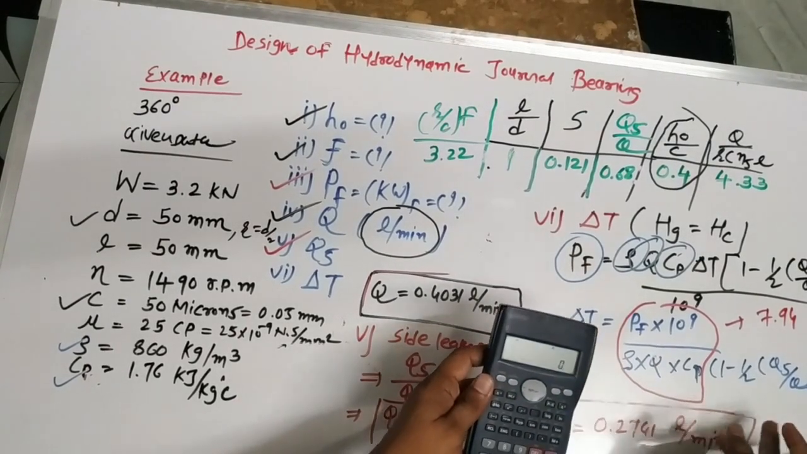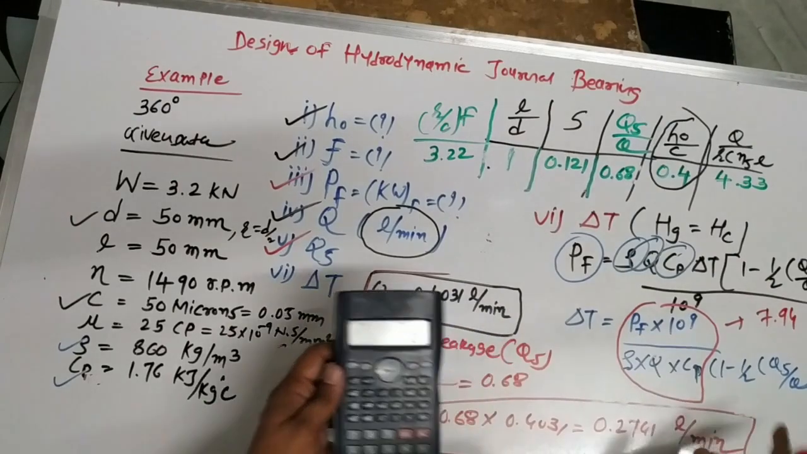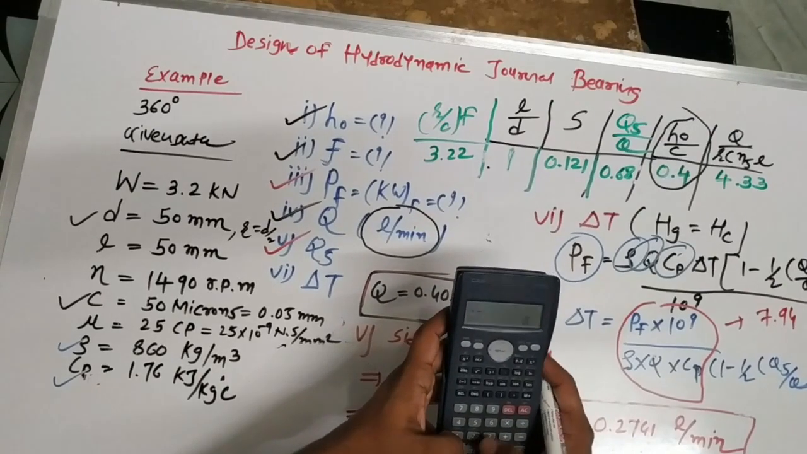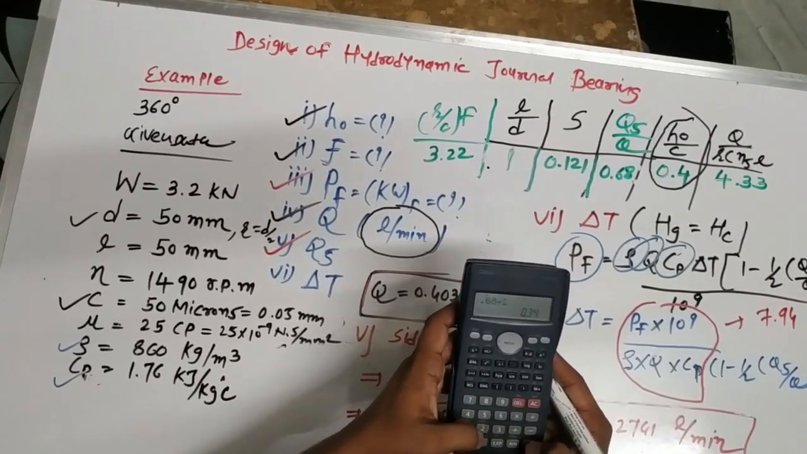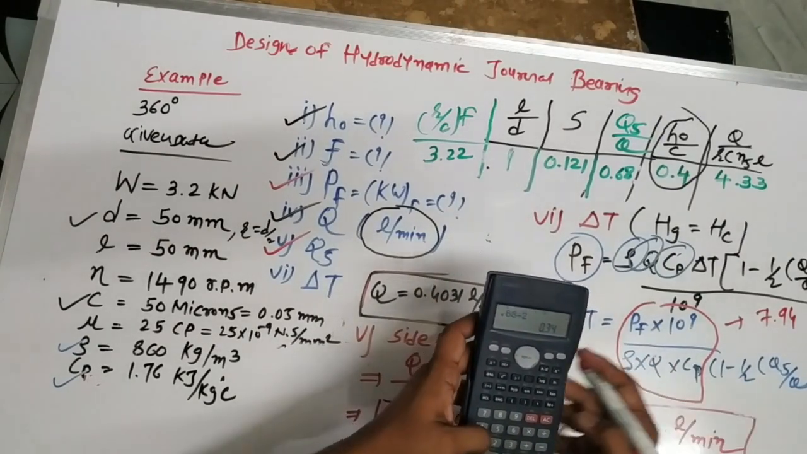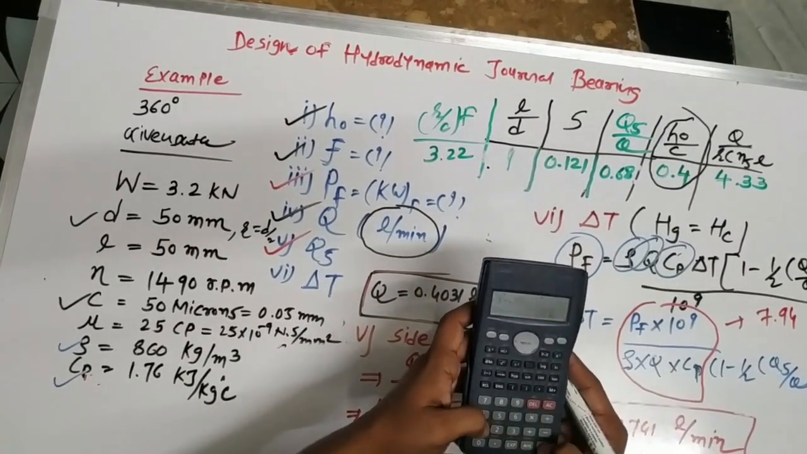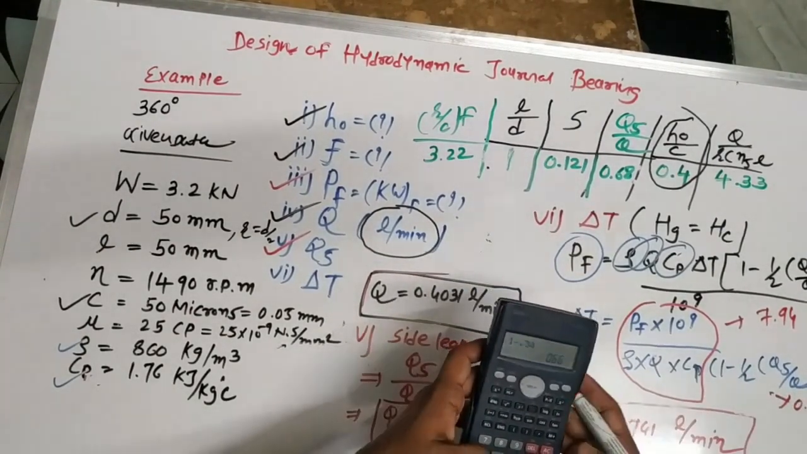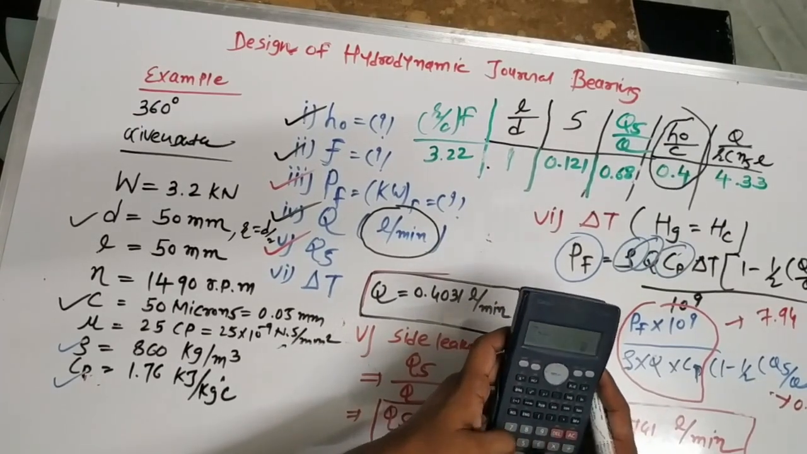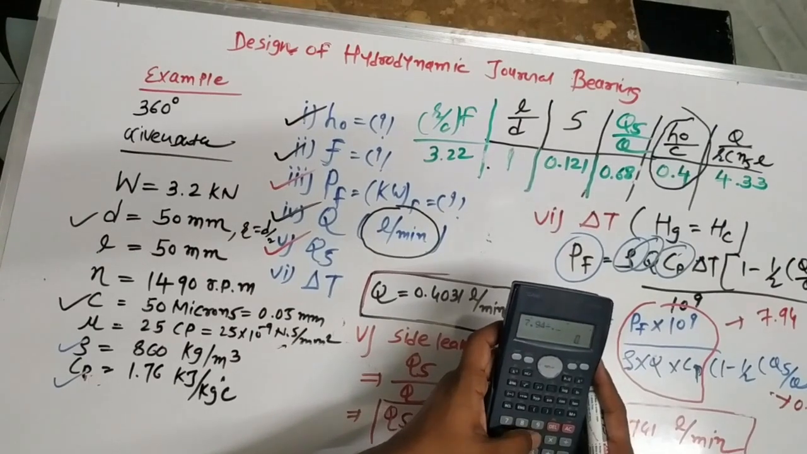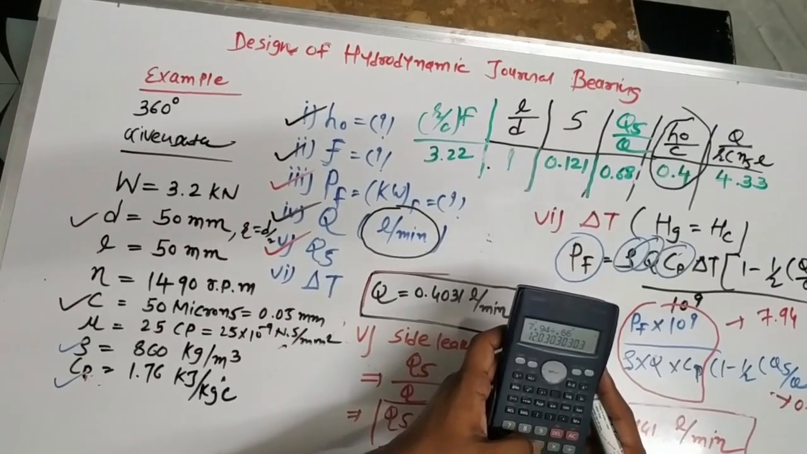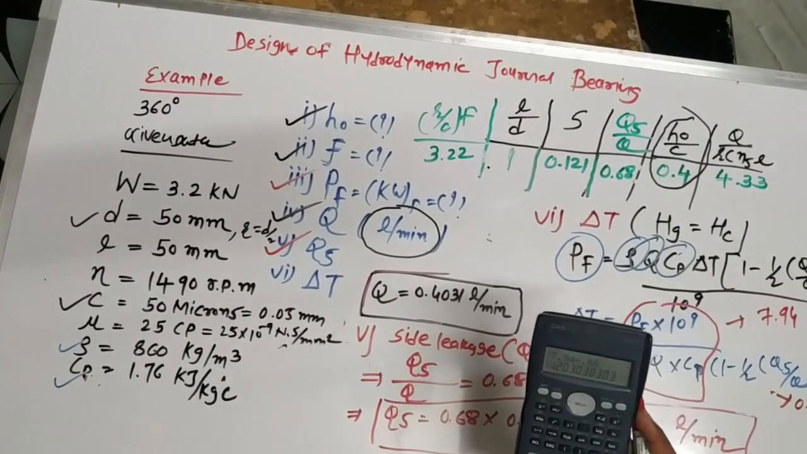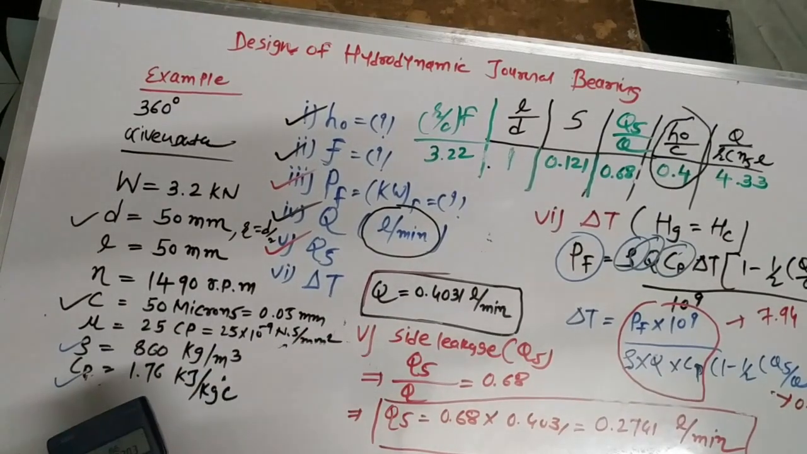Okay, so let us calculate now the remaining part, 1 minus 1/2 QS by Q. QS by Q is 0.68, right? So 0.68 divided by 2 is 0.34. So 1 minus 0.34 is 0.66, right? That is the answer of this particular portion. So the final answer will become 7.94 divided by 0.66. So the delta T you can see here is 12.03 degrees centigrade, right?